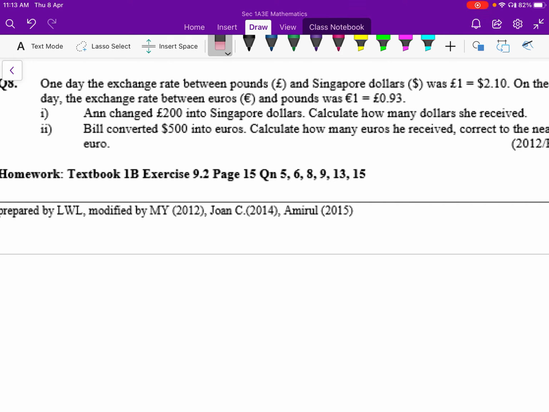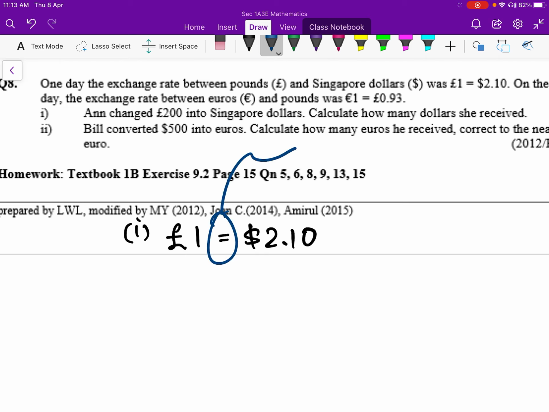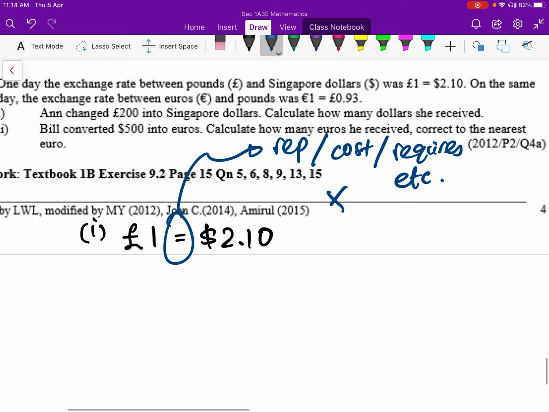So part 1. Watch my presentation. 1 pound equals $2.10. Previously, you see that I would have written represent or cost or requires, etc. I never ever use arrow. I don't use dash.